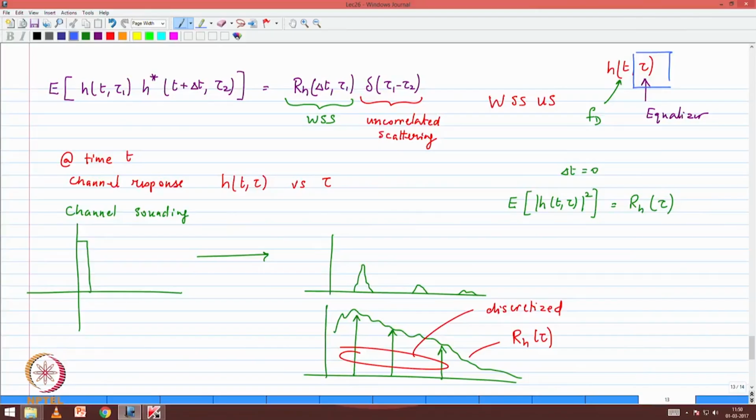And of course, just like we did for the t dimension, the Fourier transform may give us some additional insights. So we look at that as well. That we will do in the next lecture.